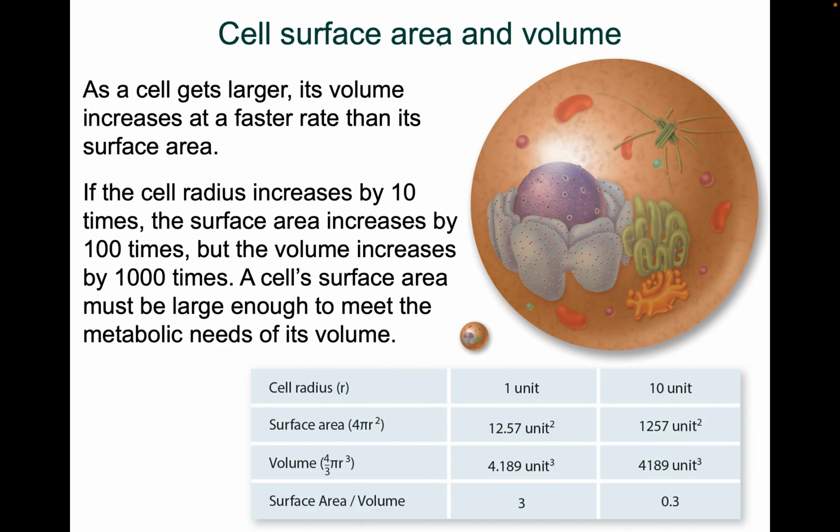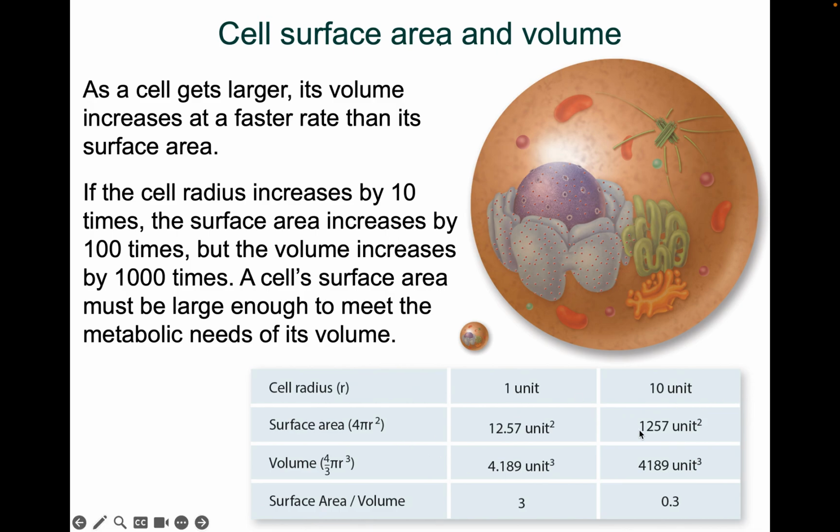So the amount of stuff that you can take in and then export as waste is higher than how much you actually need. The demand of what that cell actually needs to live is low compared to how much you can bring in. But imagine that this cell now goes from 1 unit to 10 units, so it basically increases by 10.